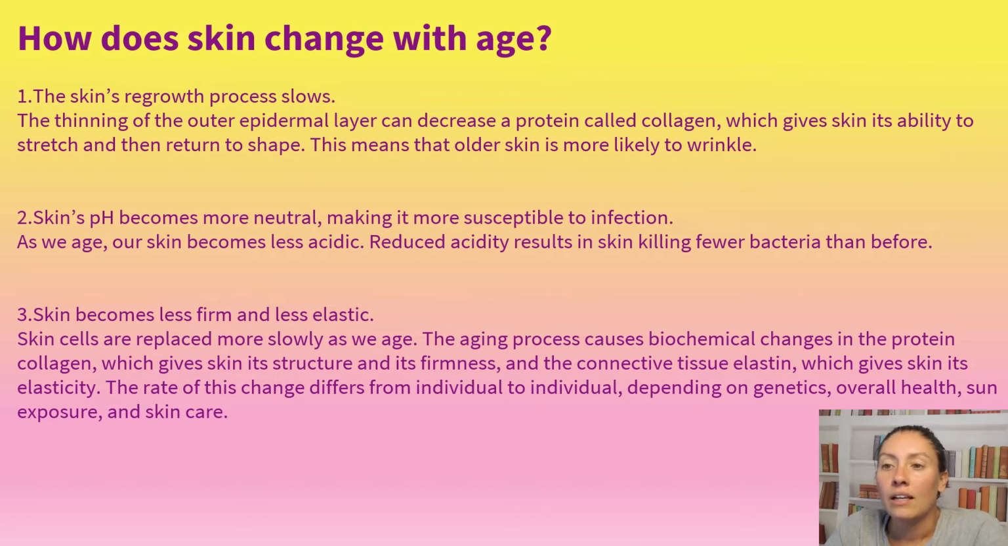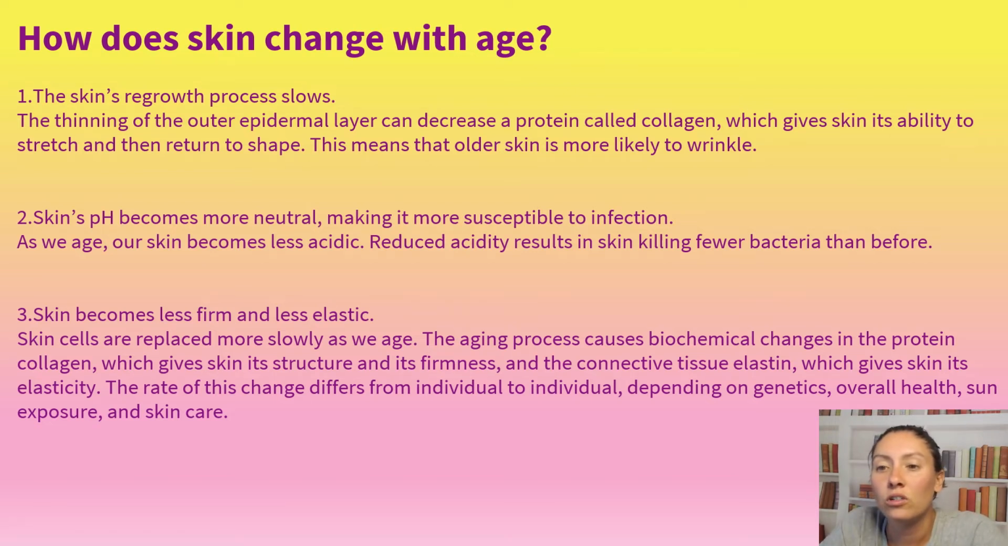Okay. Next, we have our skin pH is more neutral, so this makes us more susceptible to infections. So as we age, our bodies do become less acidic. So reduced acidity does kill fewer bacteria, resulting in more infections. So normally, our skin is acidic when we're younger, and we get a little cut, so there's not as many bacteria there. But as we age, we have more bacteria on our skin because it's more neutral, so the bacteria doesn't die, and any little cut, it's more at risk for infection.